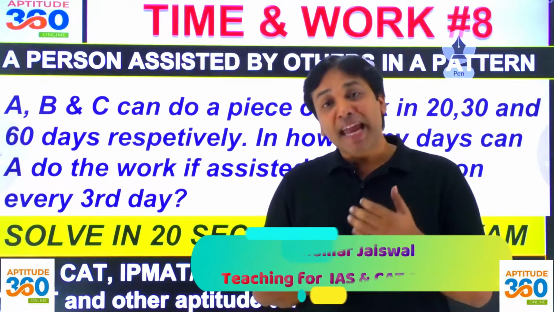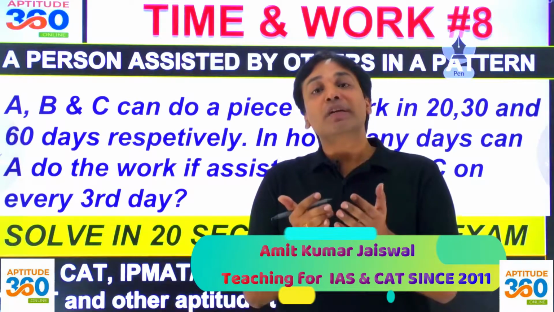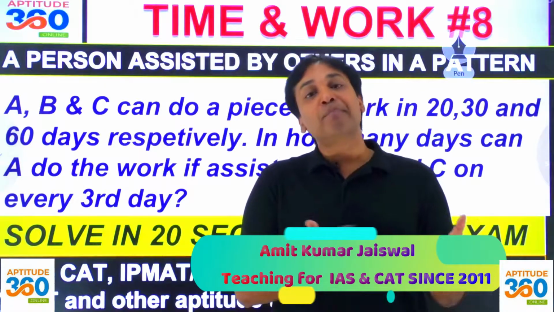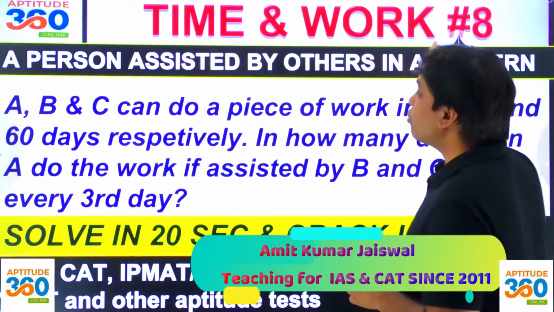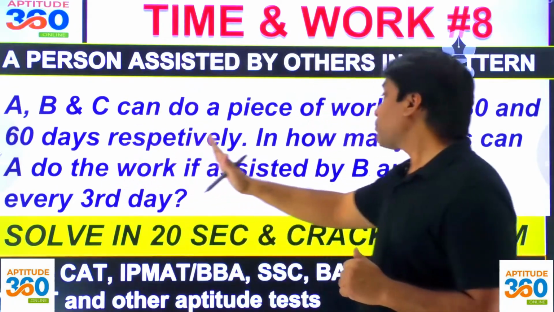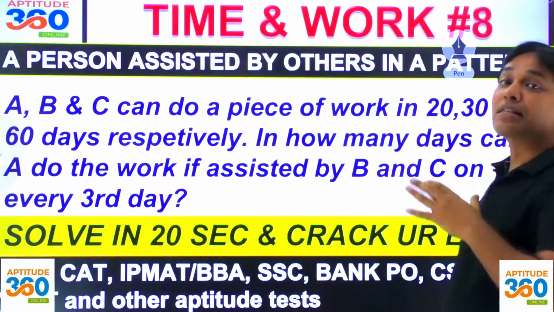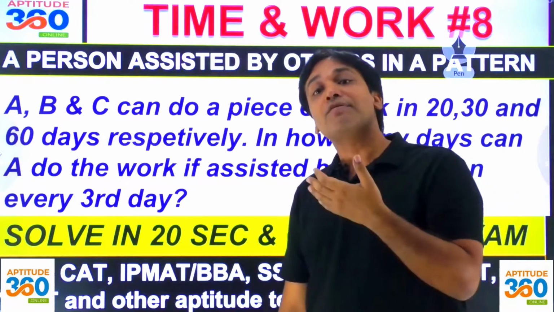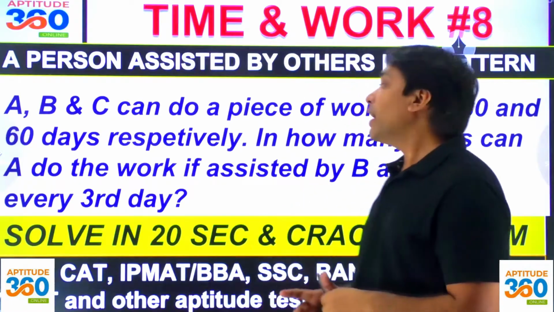Everyone, this is video number 8 in the series of time and work, and in this video I'm going to be dealing with those problems जहां पे एक पैटर्न दिखाई दे जाए. जैसे यहां पे प्रॉब्लम बोलता है कि ABC can do a piece of work in 20, 30 and 60 days respectively. So in how many days can A do the work if A is being assisted by B and C on every third day? There is a pattern. So those are the problems that we should be dealing with in this video.